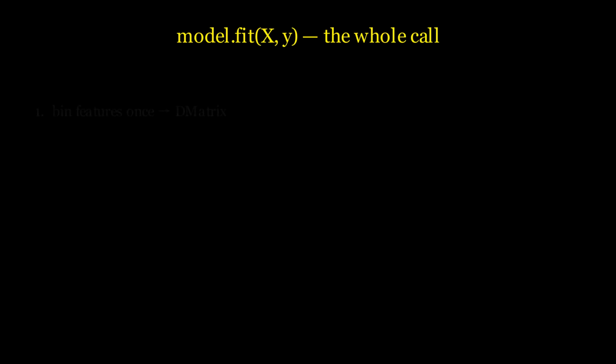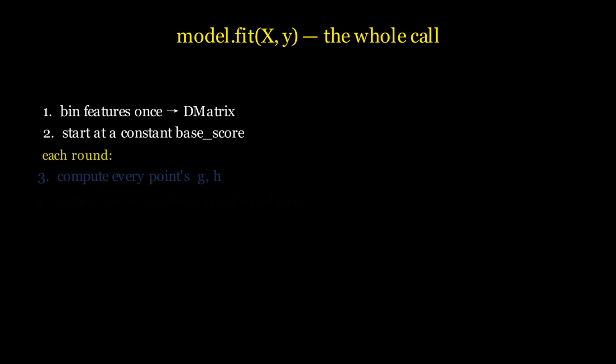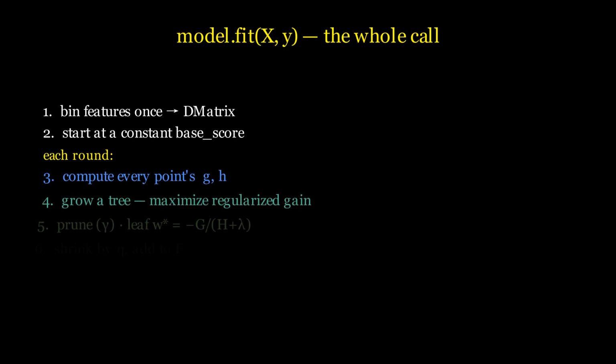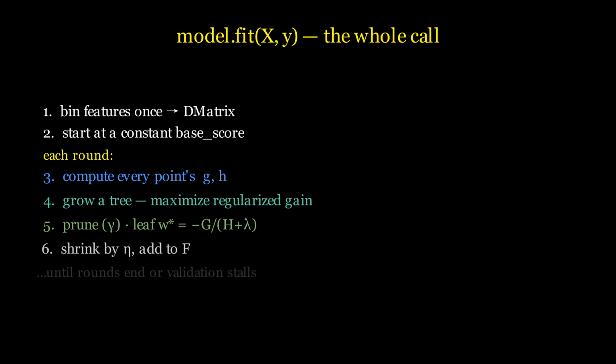So let's replay model.fit in one breath. Bin the features once into a DMatrix. Start from a constant base score, then, each round, compute every point's gradient and Hessian. Grow one small tree whose splits maximize the regularized gain. Prune anything that doesn't clear gamma. Give each leaf the value negative G over H plus lambda. Shrink the whole tree by the learning rate, and add it, repeating until the rounds run out or validation stops improving. And every argument you pass now has a home.